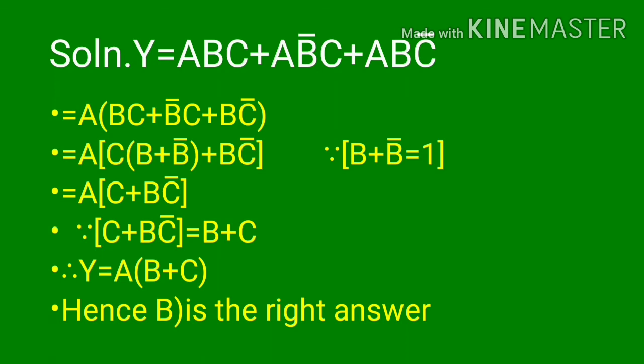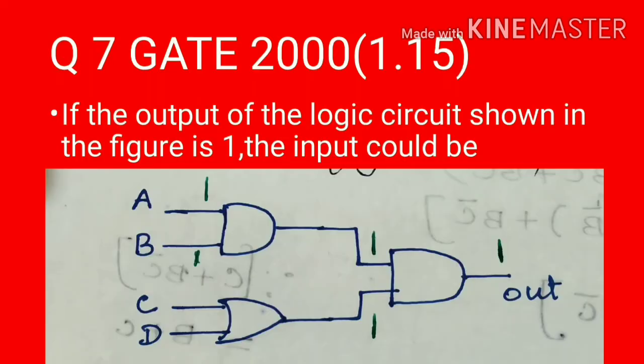The next term C plus B C bar equal to P plus C. Therefore, Y equal to A into P plus C. Hence, P is the answer.